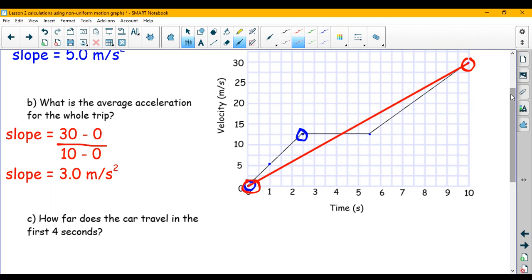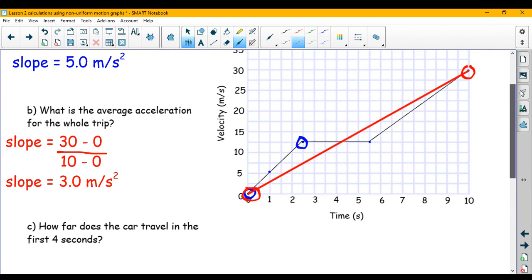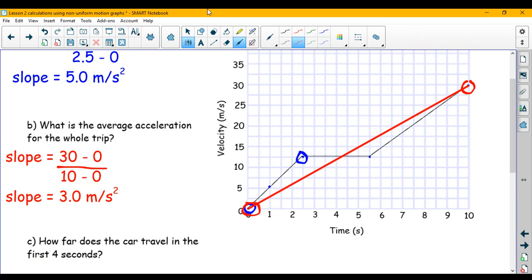Okay, so our third one. How far does the car travel in the first 4 seconds? Actually, I'm going to do this as a separate video so I don't run out of time.